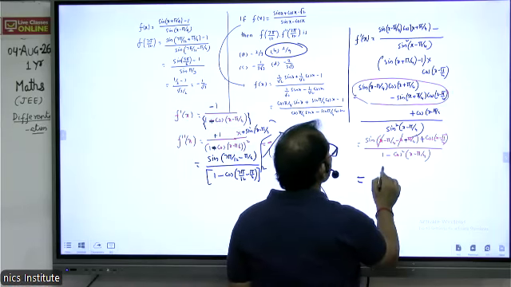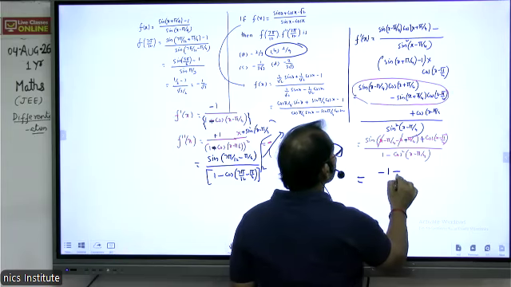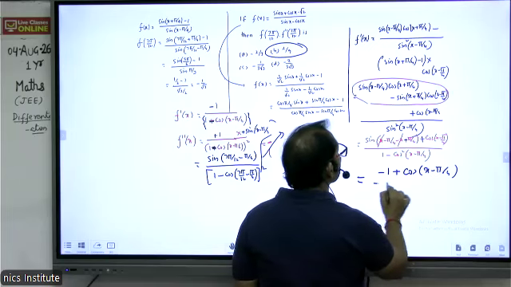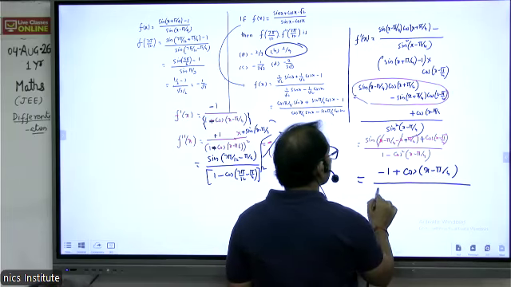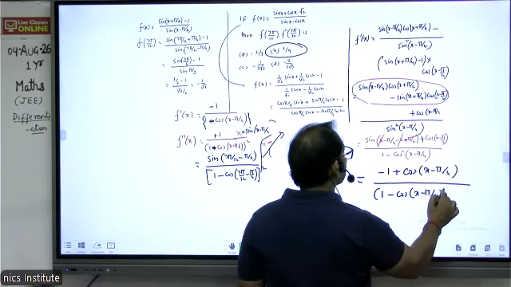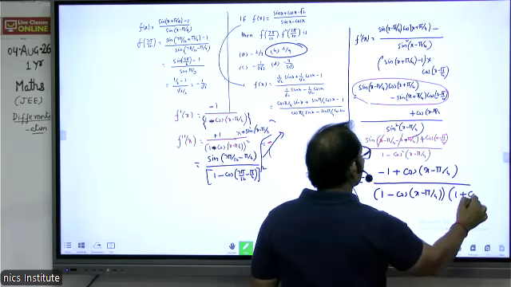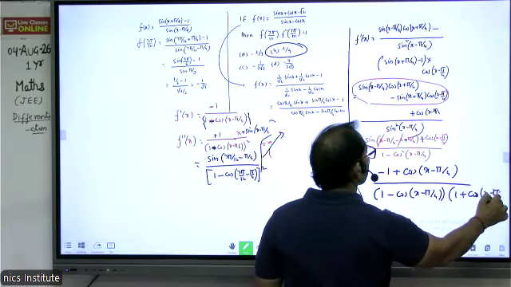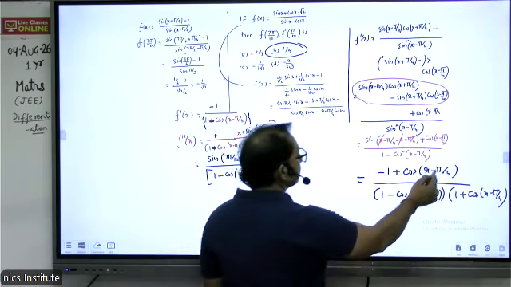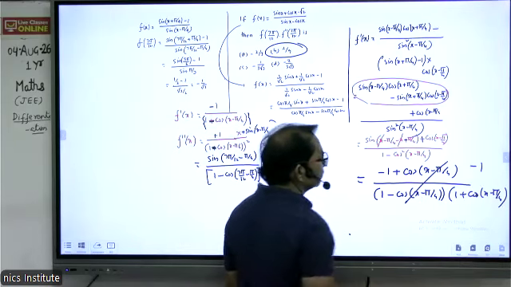This is sine of minus pi by 2 minus 1. This is plus cos x minus pi by 4. When I factorize this, it would be 1 minus cos x minus pi by 4 and 1 plus cos x minus pi by 4. So now this will cancel as -1.